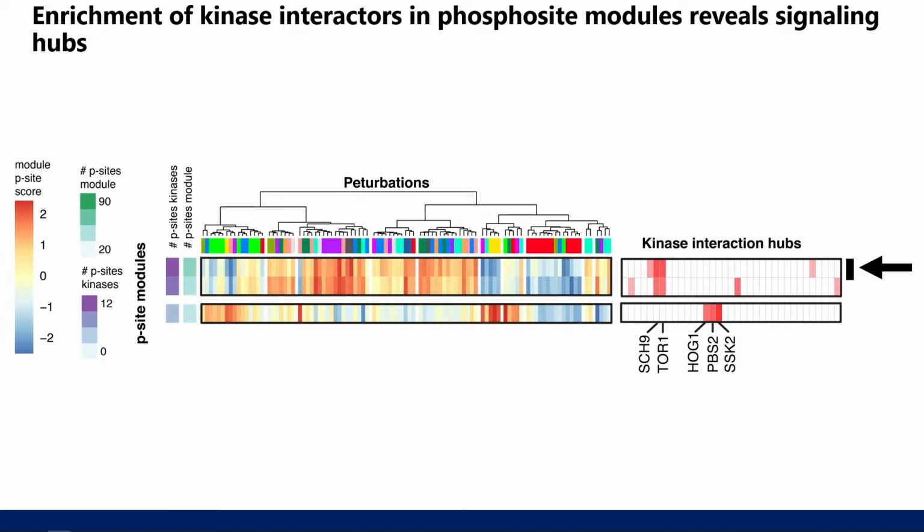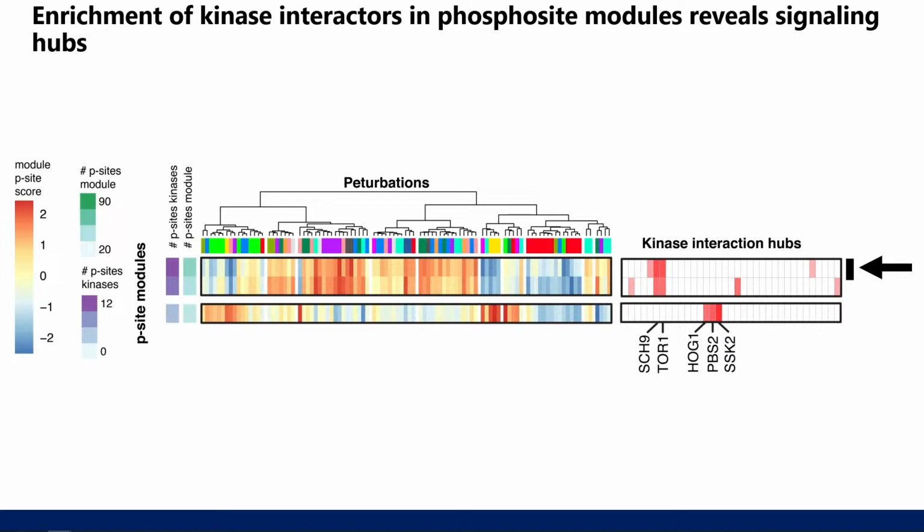We can look at 3 modules specifically. For example, you have this module down here. The phosphorylation sites in this module are usually not regulated or are downregulated, but then there are a few conditions where they are highly upregulated. That's, for example, the case for osmotic stress conditions. And then, not surprisingly, we find an enriched kinase hub consisting of 3 MAPK kinases, which are all involved in the high osmolarity MAPK signaling pathway.